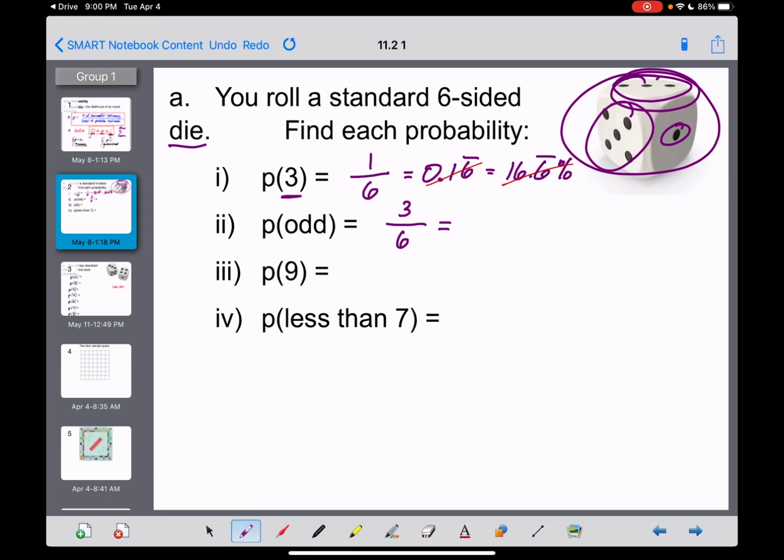Anytime your fraction can be simplified, you're going to do that. You've got a 1/2 probability, everybody, of rolling an odd number. Okay, on to a couple of weird questions.